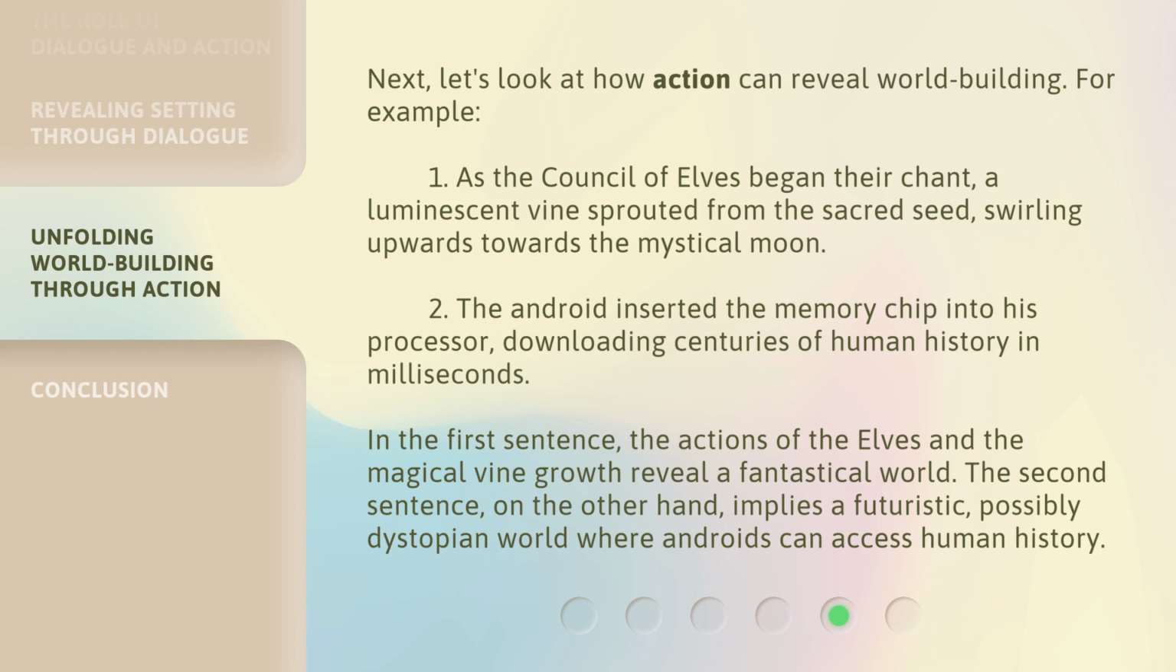In the first sentence, the actions of the elves and the magical vine growth reveal a fantastical world. The second sentence, on the other hand, implies a futuristic, possibly dystopian world where androids can access human history.